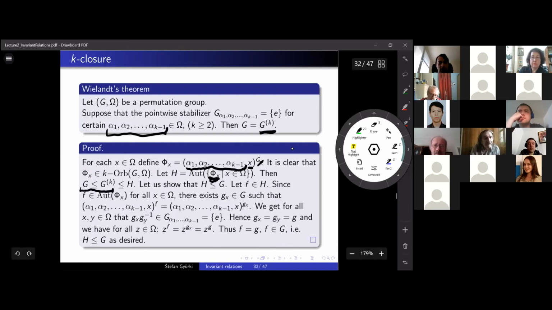Clearly, the k-closure of the group G is an overgroup of the original group G. And since I am considering just a few k-relations, clearly the full automorphism group of these k-relations is an overgroup of the k-closure. It can happen that it is the same. It can happen that it contains something bigger, but it is over it. Now, we will be happy if we would be able to show that H is a subgroup of G. To do this, let us consider any element f of the group H. So we know that this element f is an automorphism of each of the relations phi x.